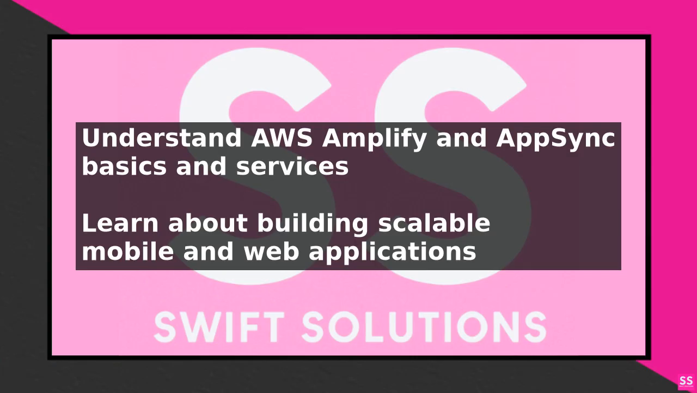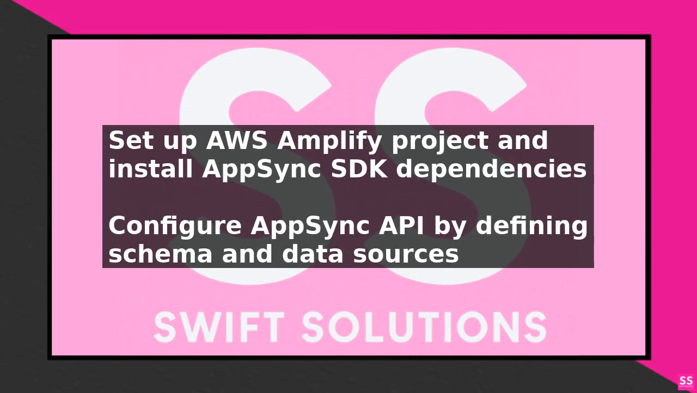First, set up your AWS Amplify project and install the necessary dependencies, including the AppSync SDK. Then, configure your AppSync API by defining your schema, resolvers, and data sources. Make sure to optimize your schema by using efficient data types and minimizing the number of resolvers.